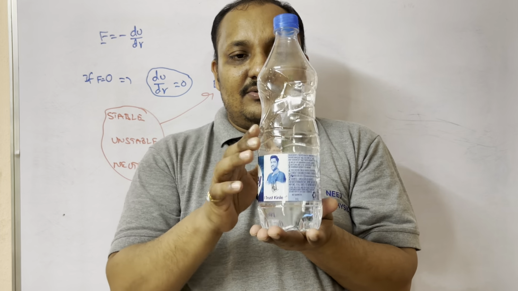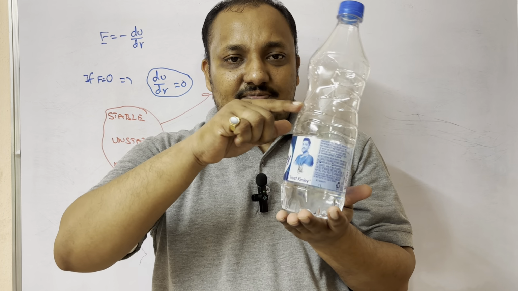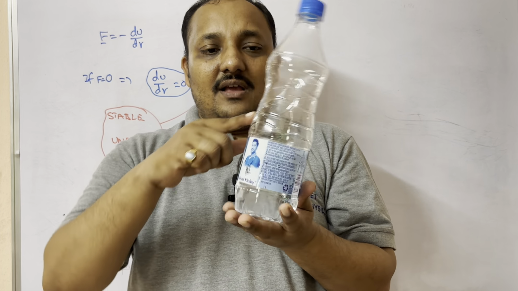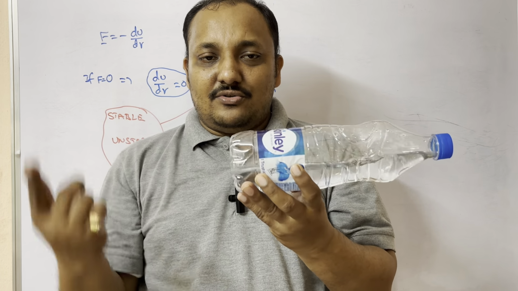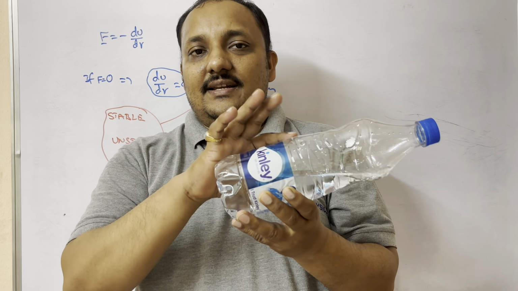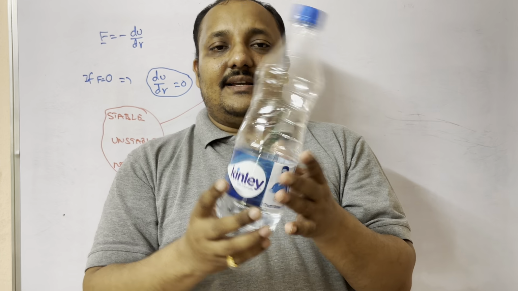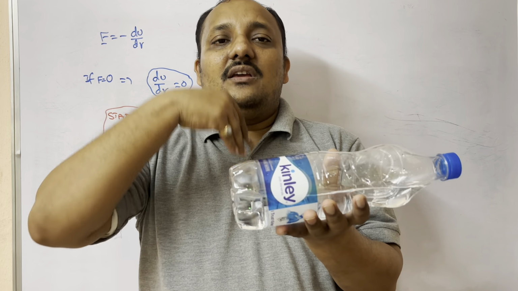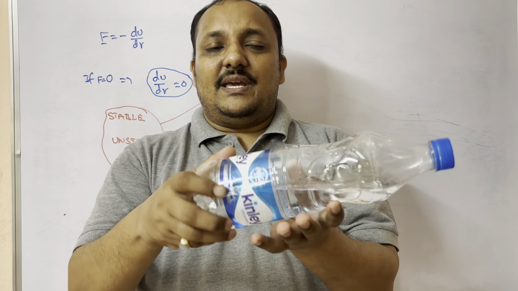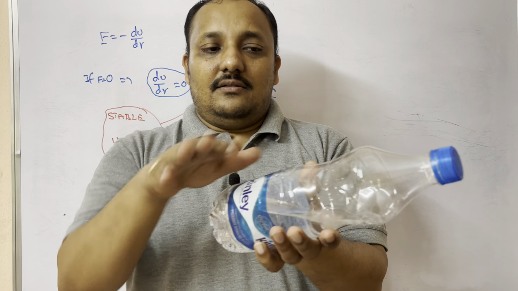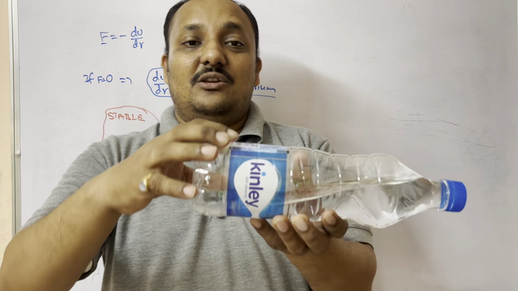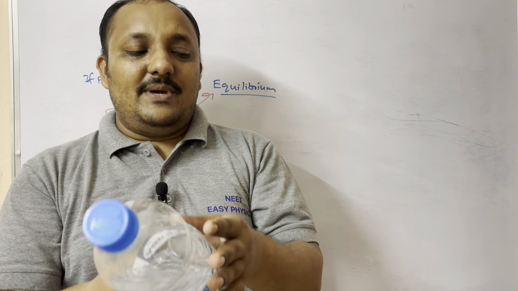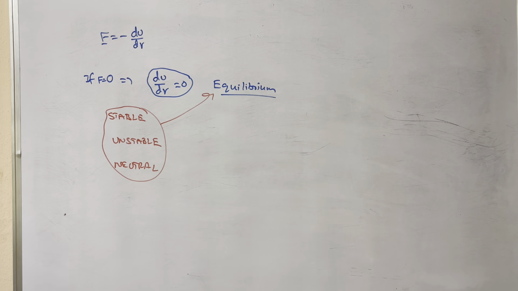If it comes to the same position after removing the force, this is called stable. After removing the force, if it is not coming to its original position, that is unstable. After reaching one position, even if you apply or remove force, if it is not changing its position, that is neutral equilibrium.